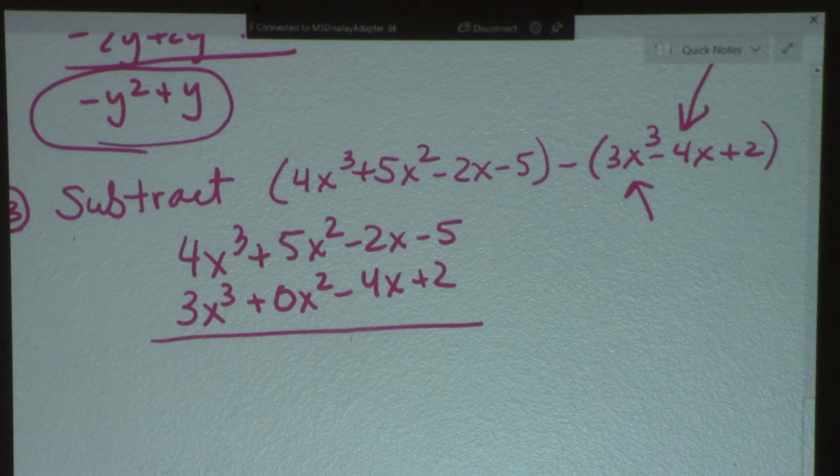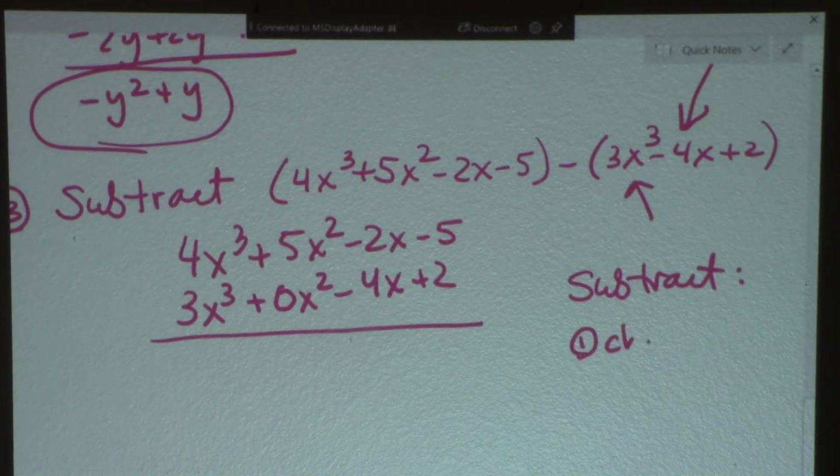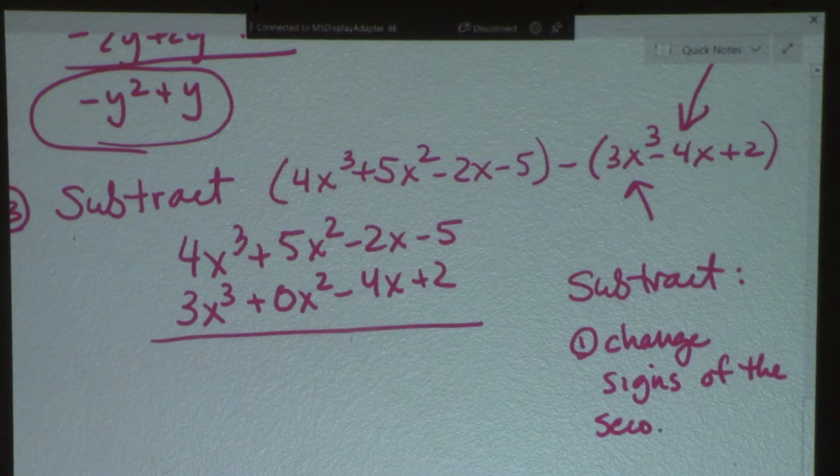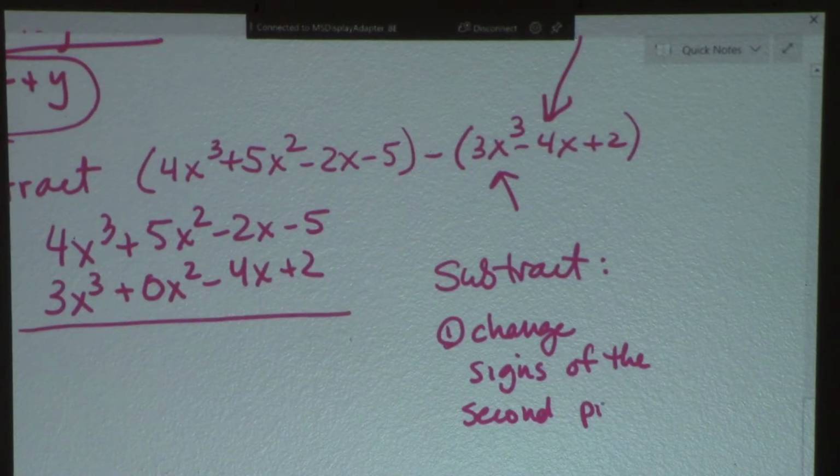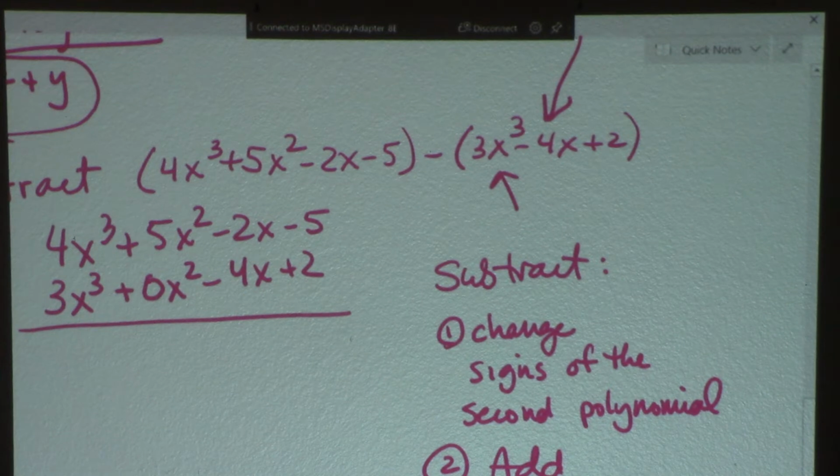Now, this problem is a little different. I'm not adding, I'm subtracting. So what does subtract mean? What do I do with polynomials when I'm subtracting? Well, it's the same as if I was adding or subtracting integers. So number 1, change all the signs of the second polynomial. And then number 2, I add. So subtracting is really just adding the opposite.